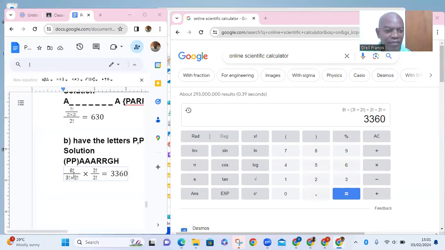So bear in mind the 8 factorial is for the 8 objects where you've got 3 A's and 2 R's. That's where the division is happening. And at the same time, you are arranging 2 P's, but the P's are alike, so you have 2 factorial divided by 2 factorial. The multiplication sign is for the word and. In statistics and in probability analysis, and is interpreted as the operation of multiplication, and or is interpreted as the operation of addition.